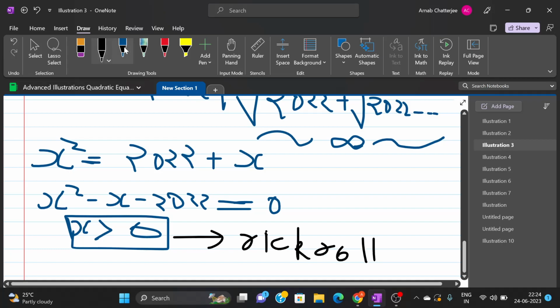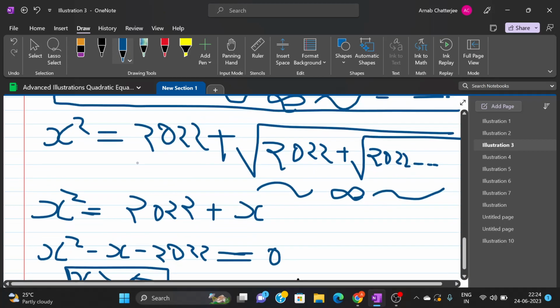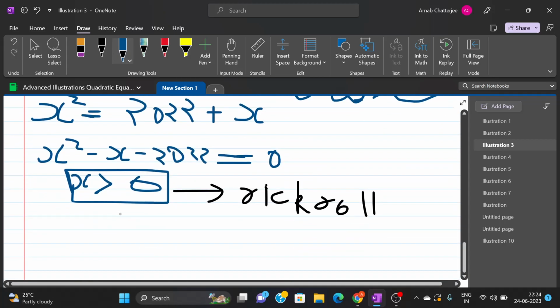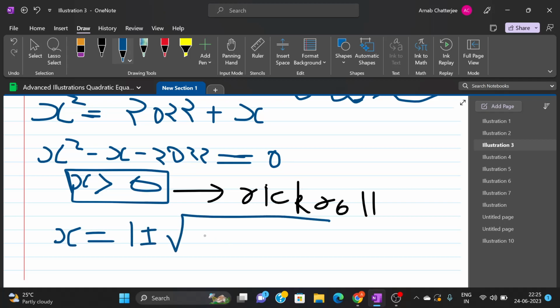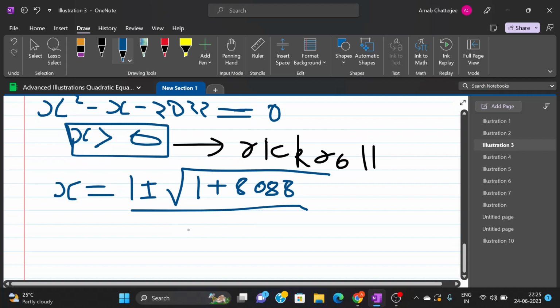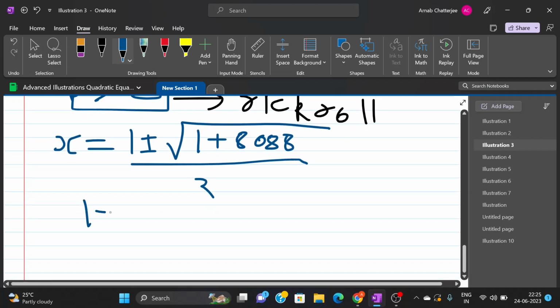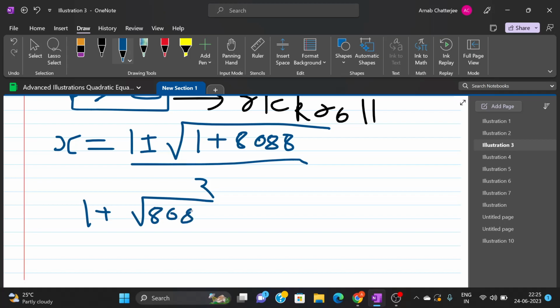You miss this part and you mark your answer as 1. The part is that x must be greater than 0. So we have to take the positive root. So x will be given by (1 plus minus root of 1 plus 8088) by 2. So the answer to the question is 1 plus under root 8089 upon 2. This is the final answer.